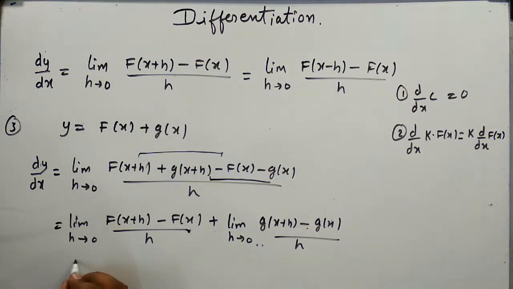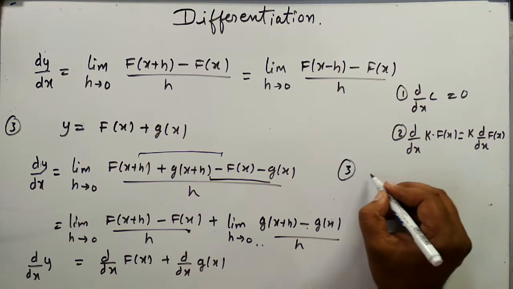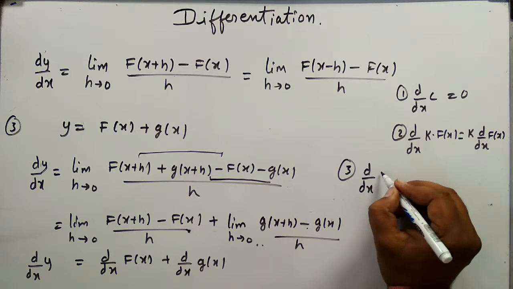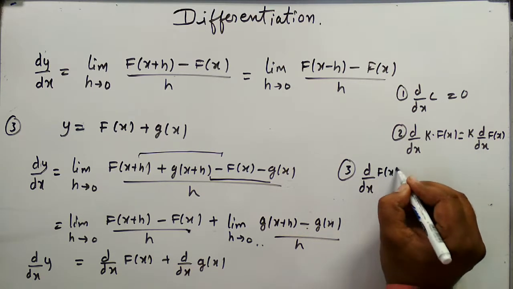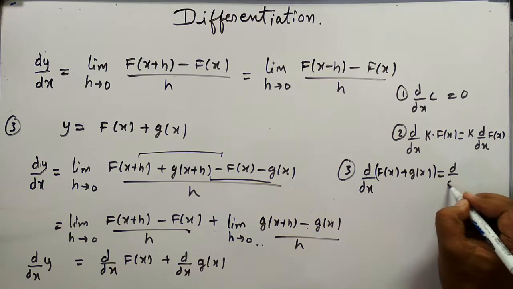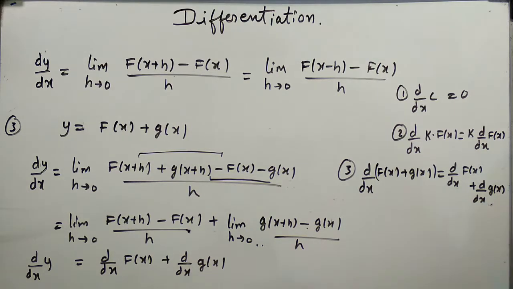So this will be equal to the derivative of f of x, and this will be equal to the derivative of g of x. So this was the third property, that is if we are going to find the differentiation of two functions like f of x plus g of x, it will be equal to dy by dx of f of x plus dy by dx of g of x.